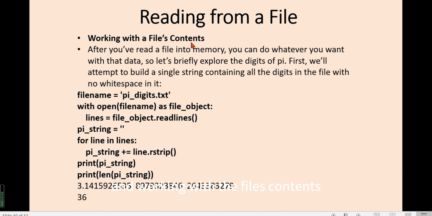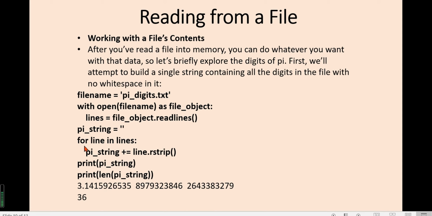And working with the file's contents: after you have read a file into memory, you can do whatever you want with that data. So let's briefly explore the digits of pi. First, we will attempt to build a single string containing all the digits in the file with no white space in it. So this file name is the same, and with open is the same. Then lines is file object readlines, which gets a list. Then we create a variable called pi string as an empty string. This will store the results.